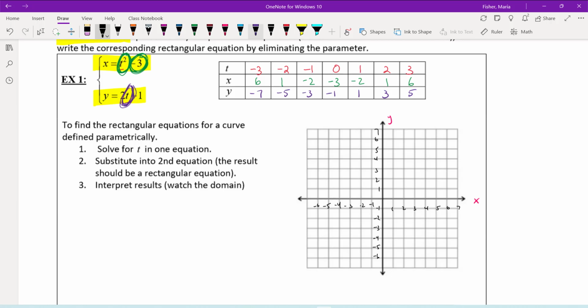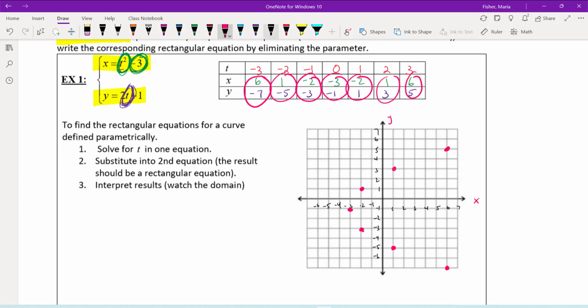The first ordered pair is the point (6, -7). So (6, -7) would be right there. Then (1, -5) here. (-2, -3), (-3, -1), (-2, 1), (1, 3), and then (6, 5).